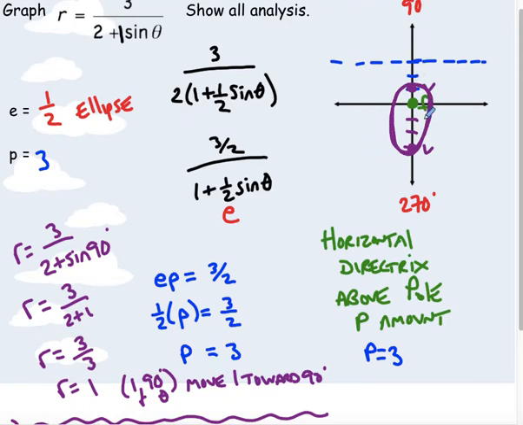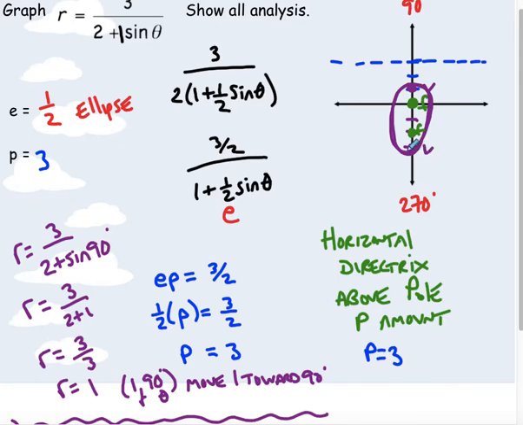Now, I know if my pole is right here and that's a focus, if that's 1 below this vertex, then my other focus is going to be 1 above the other vertex. So I could draw that in as well.